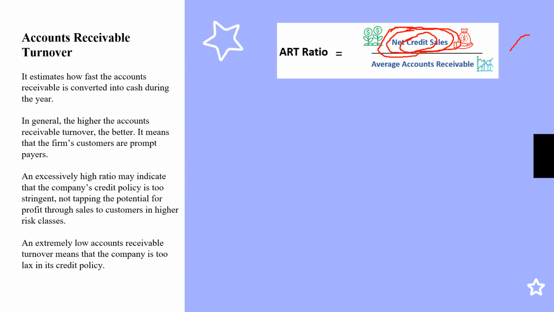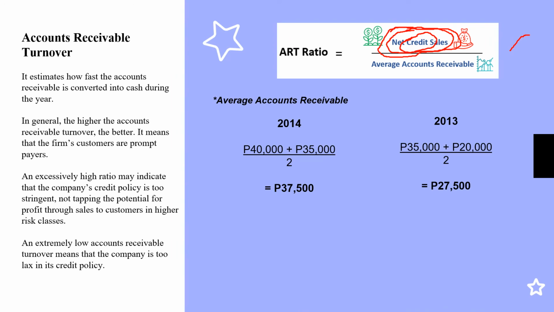Then, for the average accounts receivable, paano ba kinocompute yung average accounts receivable? So, we just need to add yung previous tsaka yung current na accounts receivable divided by 2. So, gaya na nakikita nyo dito. Ayan. So, for 2013, halimbawa, ang kanyang receivables previously ay 35,000 and then ang current ay 20,000. Then divide mo lang siya by 2, which is constant, to get the average. So meron tayong 27,500.